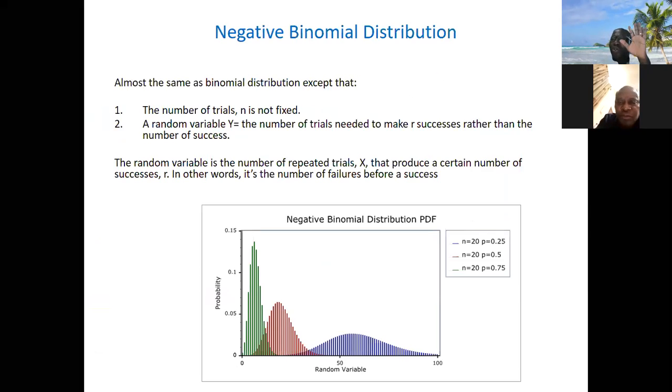Just like for somebody that is giving birth, and it's a matter of having 2 children that stay, how many children will the person have to give birth to? That type of thing follows a negative binomial distribution.